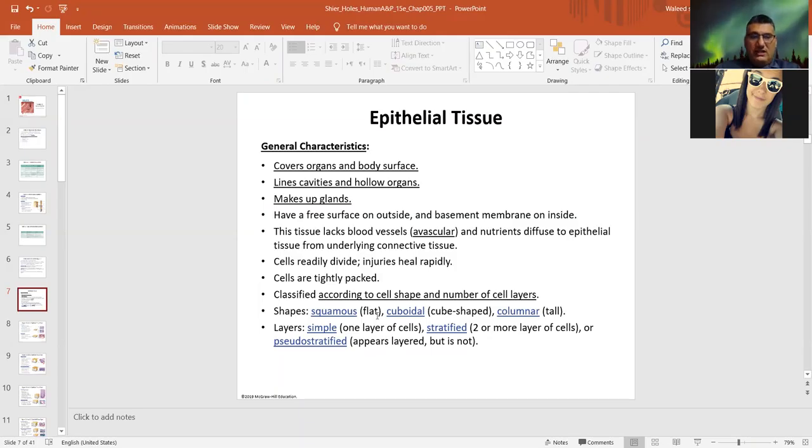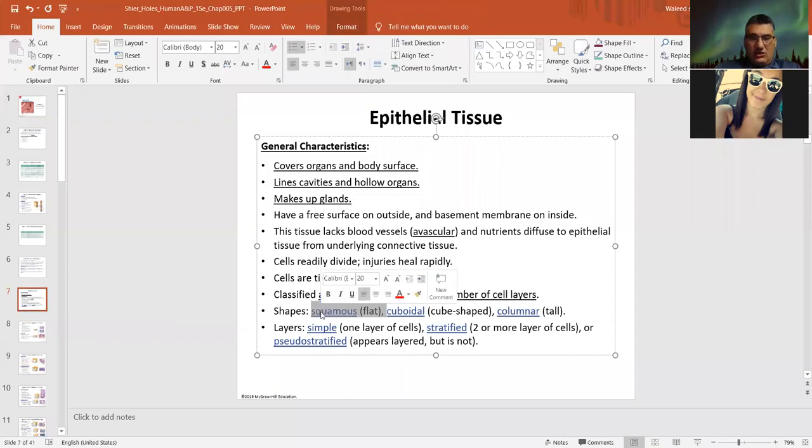So from the shape, it can be squamous, which looks flat, and I will show you the picture. And squamous, to remember it, squeezing. Just to remember, squamous, squeezing. When you squeeze something, it will become flat. So it looks like this, like my hand, flat. Cuboidal, from the name cuboid. Cube means cube. Oid means similar to. Cuboidal, it looks like a cube. Columnar, it looks like a column. So it's tall.